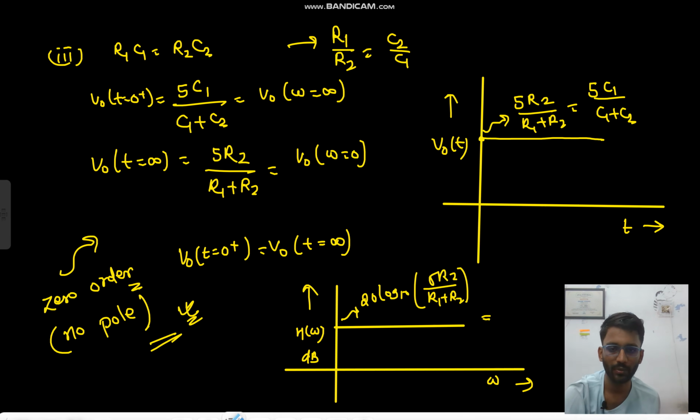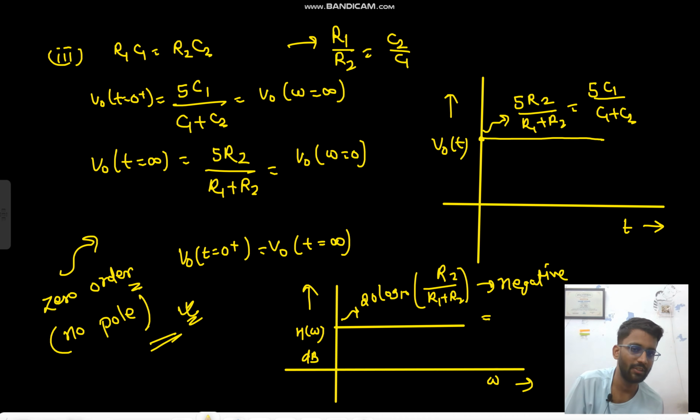There is actually a small error here. Like this will be this gain, right? We are plotting the gain here, not the magnitude of output. So this will be this value 20 log 10 R2 upon R1 plus R2, and this will be negative, right? Because this will be lesser than 1, so this value will be negative. So we are writing the gain, not the magnitude.